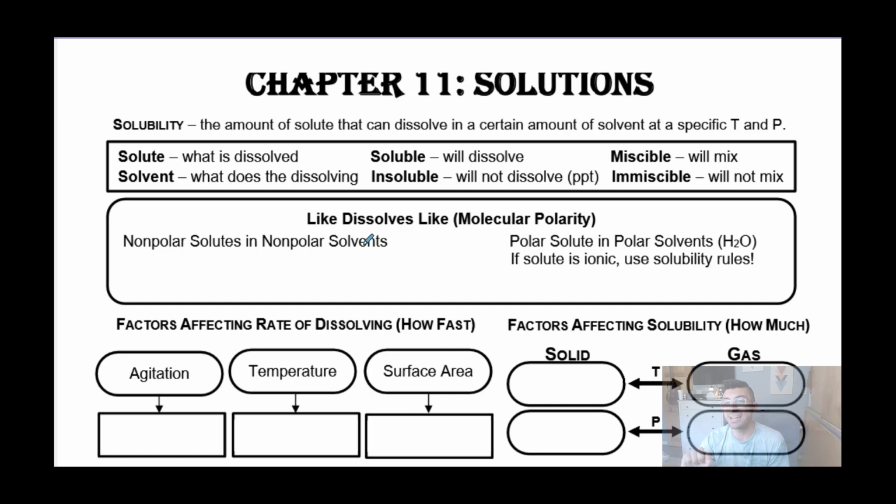But with ionic substances, we have to go one step further, because if they're going to dissolve, they really can only dissolve in polar solvents, but then we have to check if the polar solvent, like water, can overcome the lattice energy that's holding the ions together in the solid ionic compound. And we have solubility rules to help us determine if the water will be able to pull apart those ions from each other. So that goes back to solubility rules.